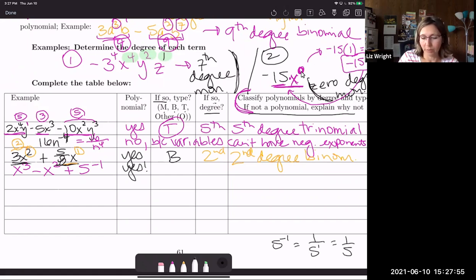All right, how many terms? 1, 2, 3. It's a trinomial. What's the degree? We have 3 versus 2 versus, remember, it's not -1 because we could rewrite it like 1/5. Any constant has a degree of 0. So this would be 0 down here because remember, this would be the same as 1/5, and we could write it as 1/5 x to the 0 power. So what's the highest degree? It should be 3. So it's a third degree trinomial.